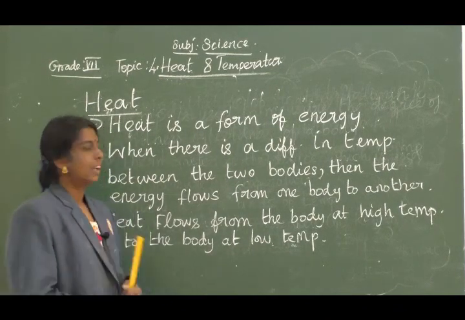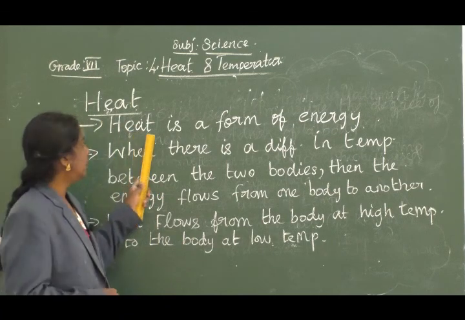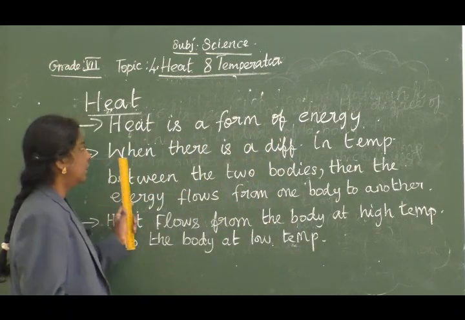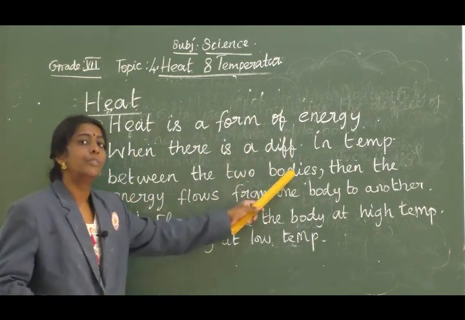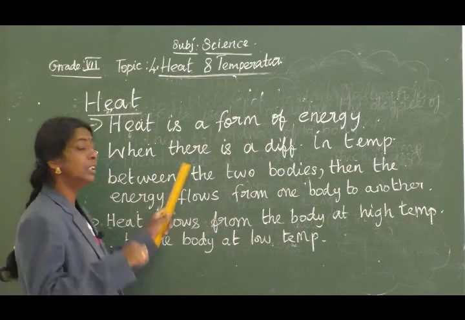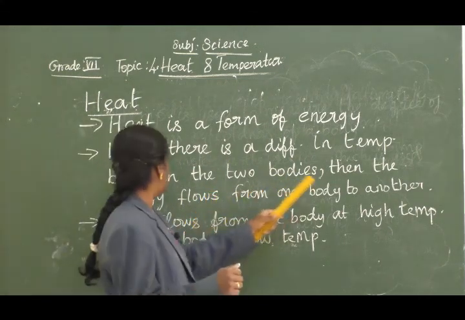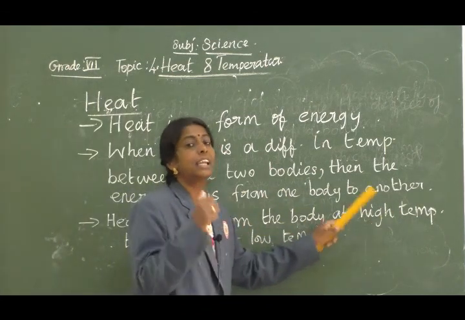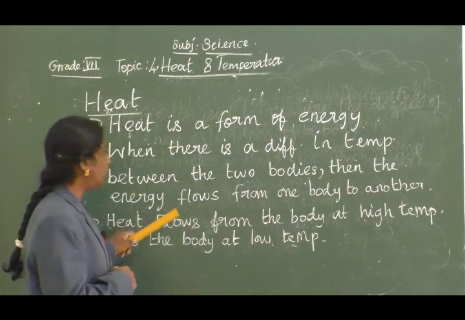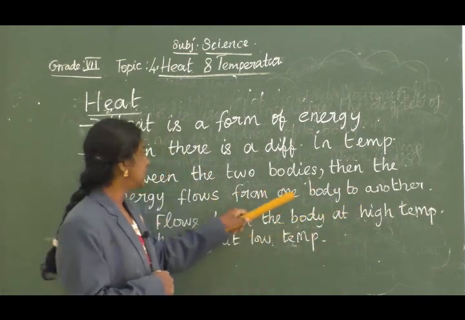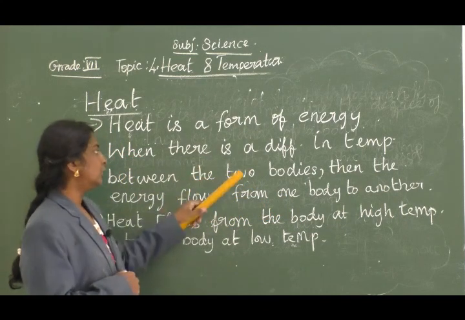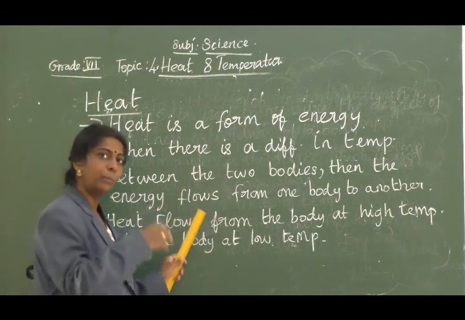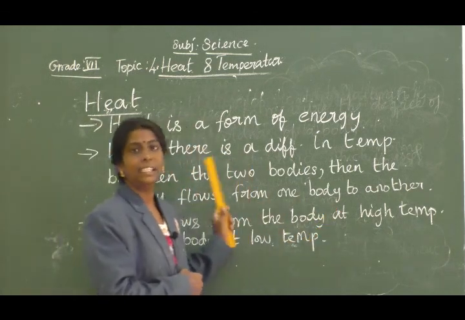Clear? So about heat, as you all know, heat is a form of energy. And when there is a difference in temperature between the two bodies, then the energy flows from one body to another, that is termed as heat energy. The temperature between the two bodies should be different. So that flow of energy from one body to another is termed as heat energy.